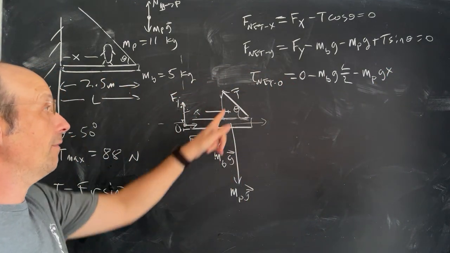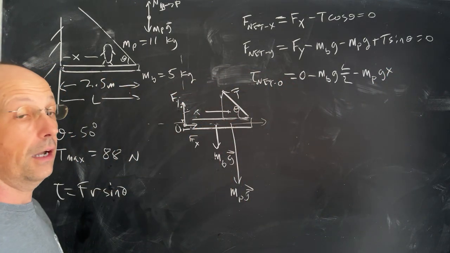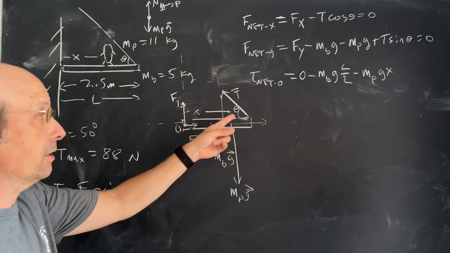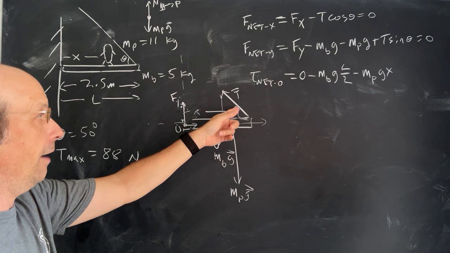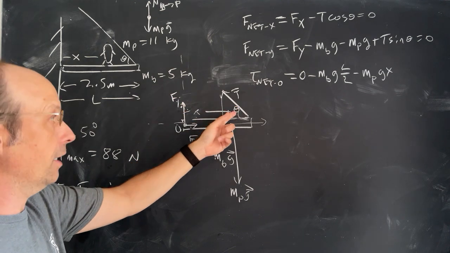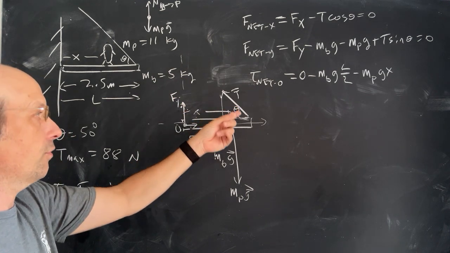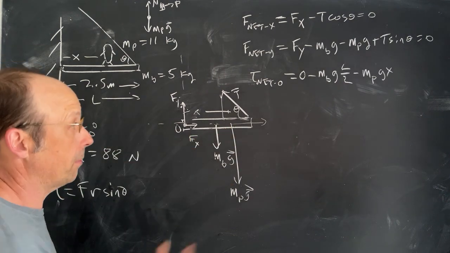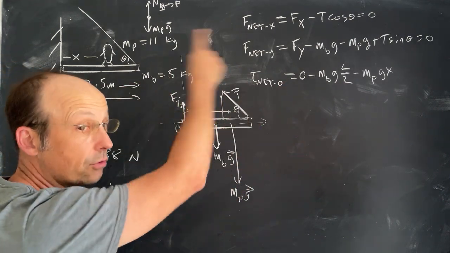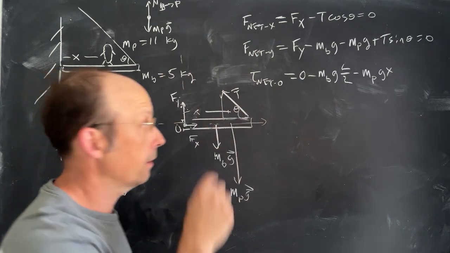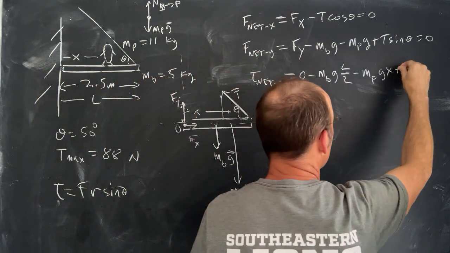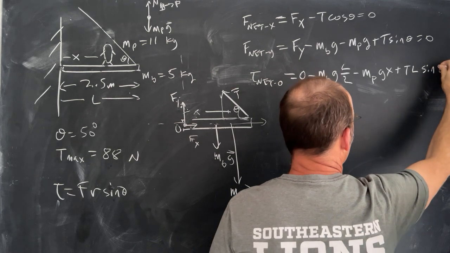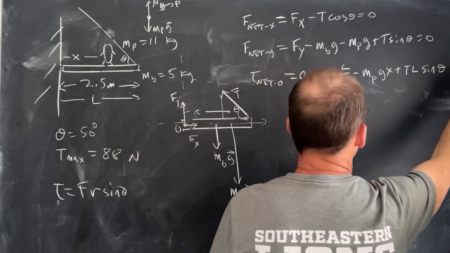And finally, I have the torque due to this tension right here. I know the angle between R and F is theta, so I can use that. It has a torque arm of L. It would be a positive torque because it wants to make it rotate counterclockwise. So it's going to be plus T L sine theta. And all that has to equal 0.